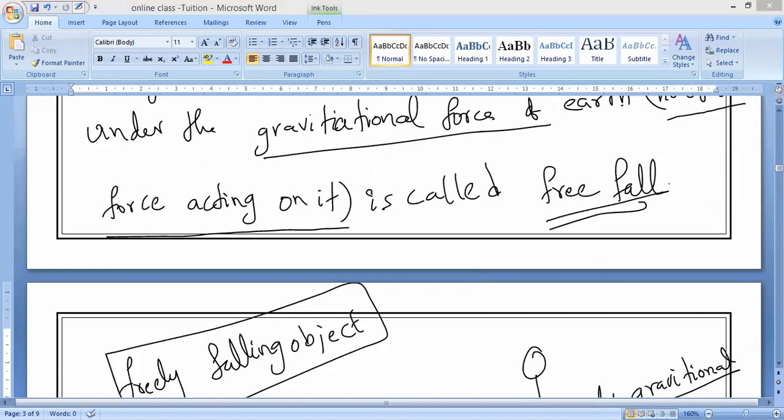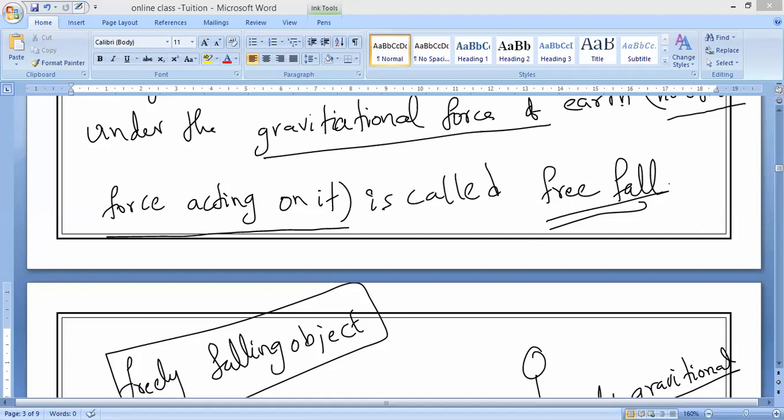Please write. During free fall, the heavier object as well as the lighter object accelerates at the same rate. Understand, guys?